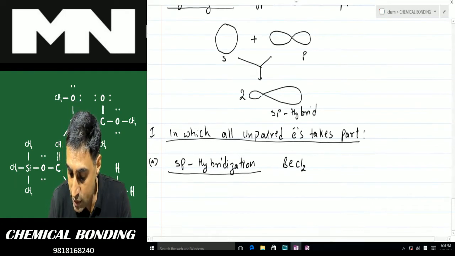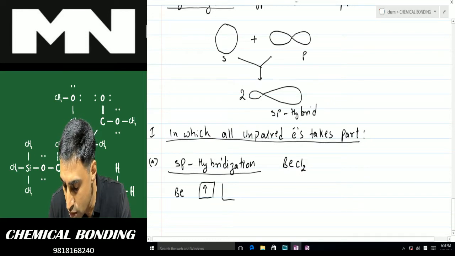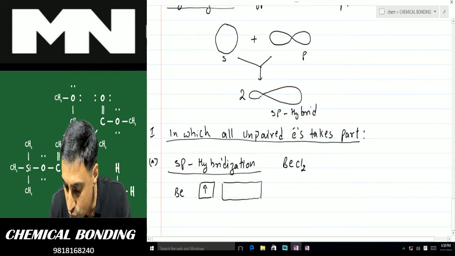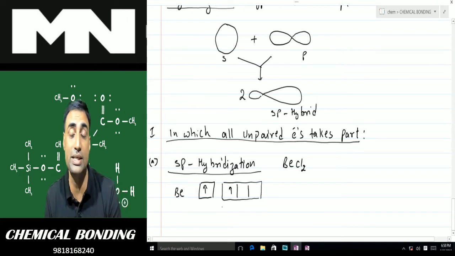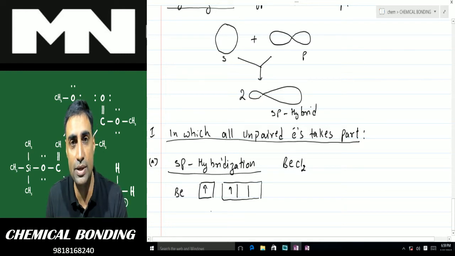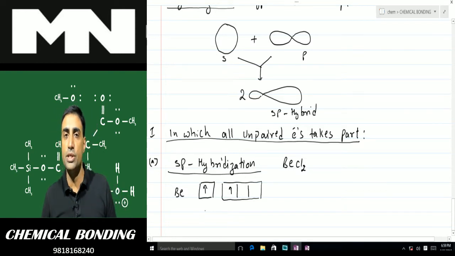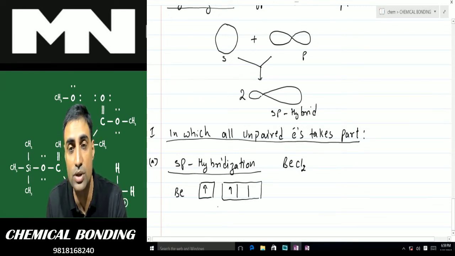Now let us have a look at beryllium. I taught you this earlier, that beryllium has two electrons in the s. One of the s electrons gets excited and jumps to the p subshell, leading to the formation of two unpaired electrons, one in the s and one in the p. So here you have two unpaired electrons. I am teaching you the hybridization in which all unpaired electrons take part. Now how many unpaired electrons did you get? Two, and these two unpaired electrons will take part in hybridization.